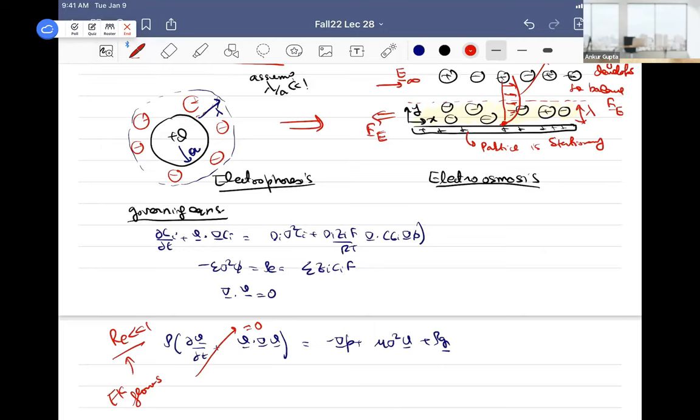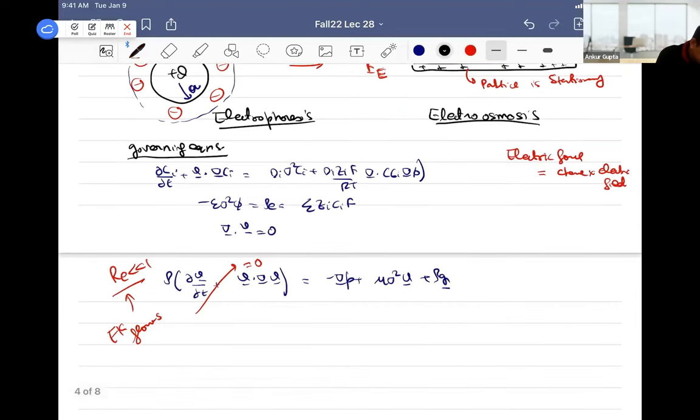The fluid flow also gets modified now when you have electrostatics, and what's the electrostatic force per unit volume? Charge times electric field. Remember, electric force is equal to charge times electric field, and so that per unit volume becomes charge density times electric field, and that's why you add a term here, rho E.